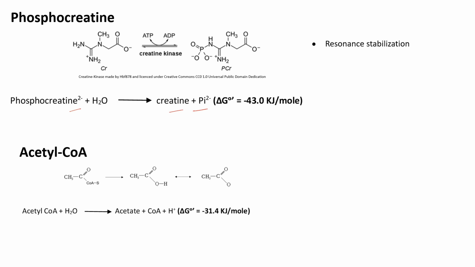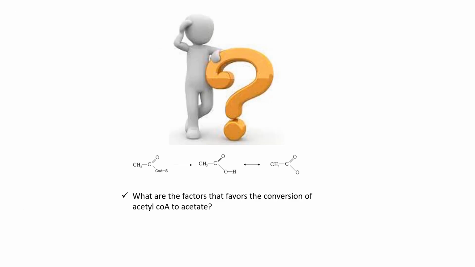Next is acetyl coenzyme A. Conversion of acetyl coenzyme A to acetate. Now you have to tell me why this reaction is favored in the forward direction, or what are the factors because of which the reaction is favored in the forward direction. So this is your question: in acetyl coenzyme A you have to tell me what are the factors that stabilize the reaction or that favor the reaction in the forward direction, that is the conversion of acetyl coenzyme A to acetate. Do let me know in the comment section.